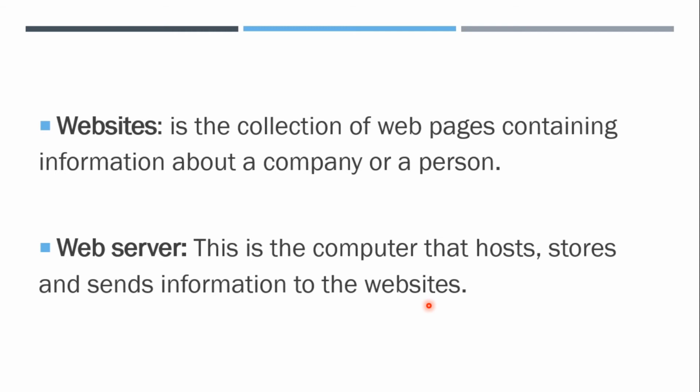So all the information you're browsing comes from another computer or another server called a web server. It's a computer that stores, hosts and sends information to the website. If there is no information on the web server, the website would always bring out an error. So this is responsible for all the information you see on your websites. I hope this is understood.